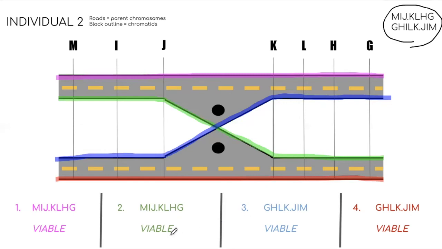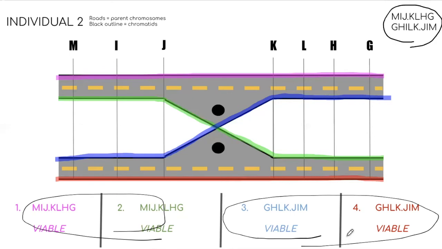This means that all of the gametes will be viable, as half will be the same as one parental chromosome and the other half will be the same as the other. As you can see, if you follow the paths on the map like we did before, you cannot go wrong with individual 2 because there are no deletions or duplications.